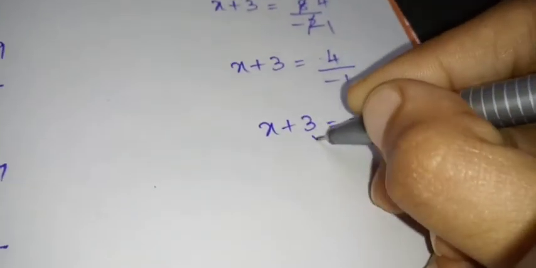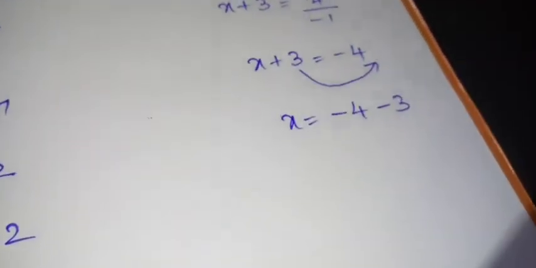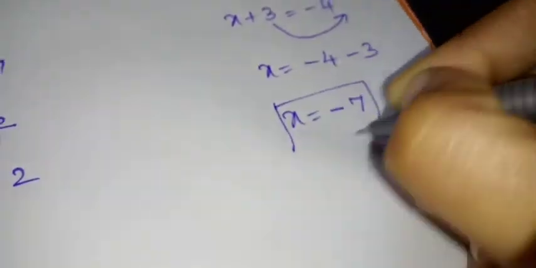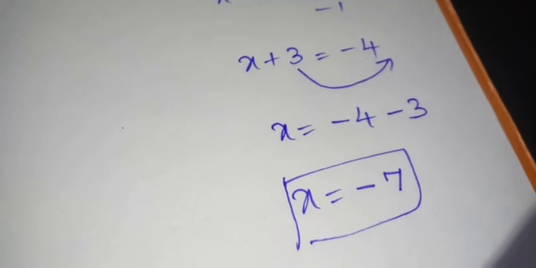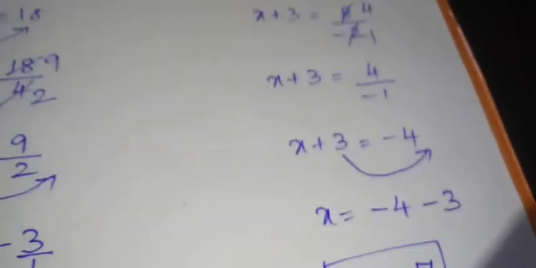Now I am bringing this 3 to that side. x is equal to minus 4 minus 3. x is equal to minus 7. Minus 4 minus 3, the answer is minus 7. So minus 7 is the answer for this solution.